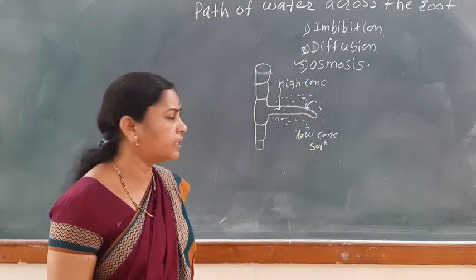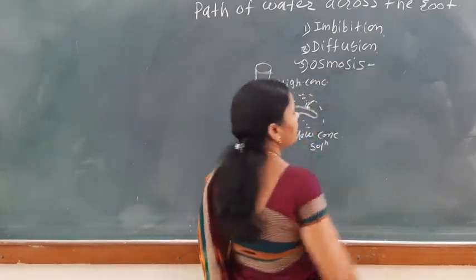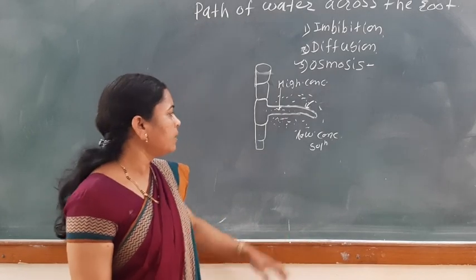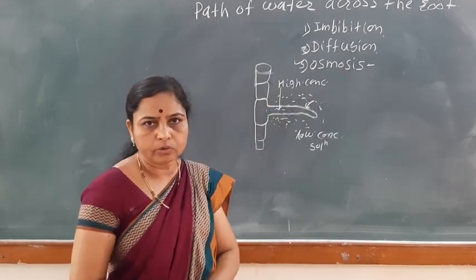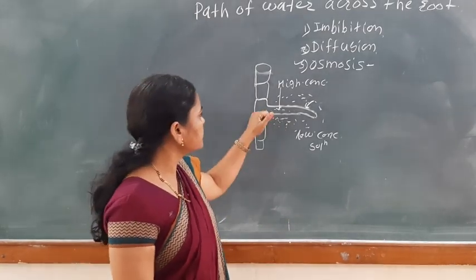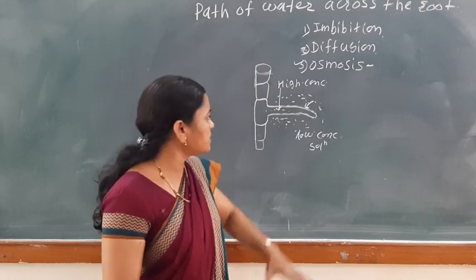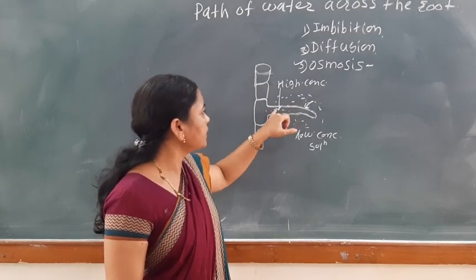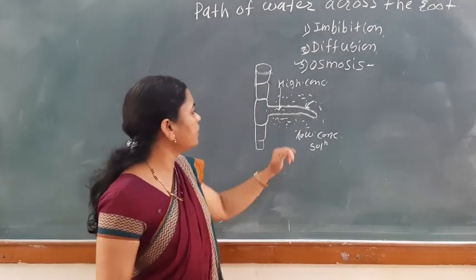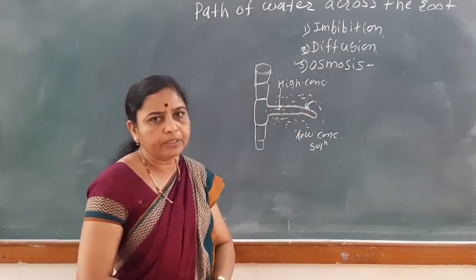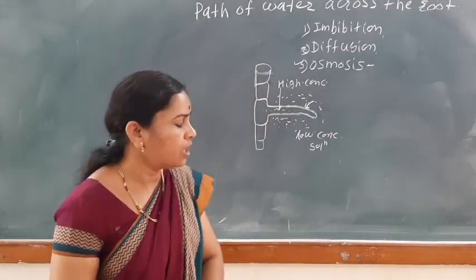Then another process takes place, that is osmosis. Osmosis means the movement of the solvent from the low concentration solution to the higher concentration solution. Here the concentration of the root hair cell is higher. That is, the DPD of the cytoplasm of the root hair cell is high, and due to this the movement of water takes place. We know DPD is known as the actual thrust of the cell.